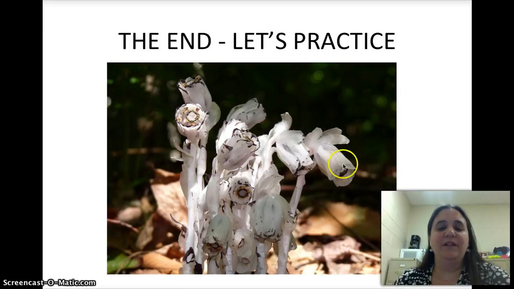But before we do, I just want to tell you about this little guy. It's called the Indian pipe plant. It is a completely parasitic plant, has no chlorophyll at all, and we only see it when it flowers like this.